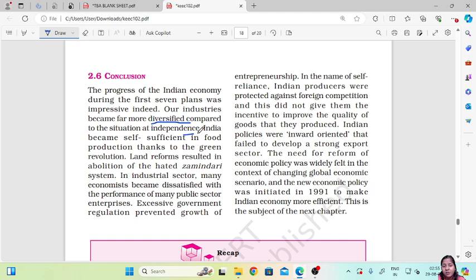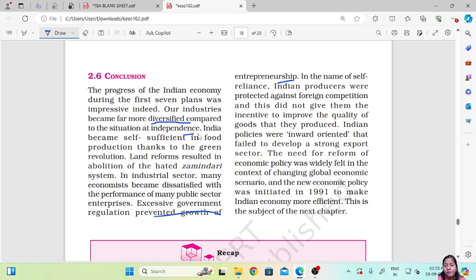Then in the industrial sector, many economists said public sector enterprises should only focus on giving welfare to society. So these were also the economists' points of view. Excessive government regulation prevented the growth of entrepreneurship in the name of self-reliance. The Indian producers were protected against foreign competition because imports were restricted, and this did not give them the incentive to improve the quality of goods they produce. So Indian policies were inward oriented and failed to develop a strong export sector.